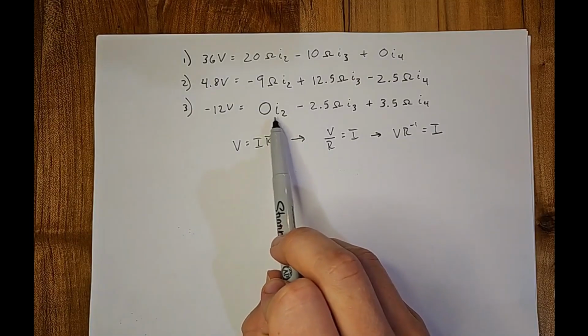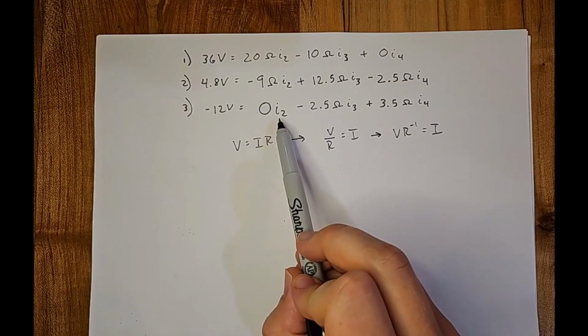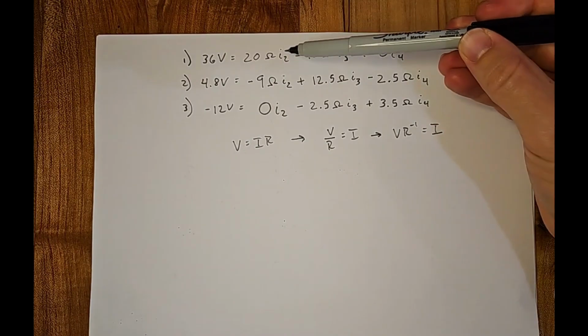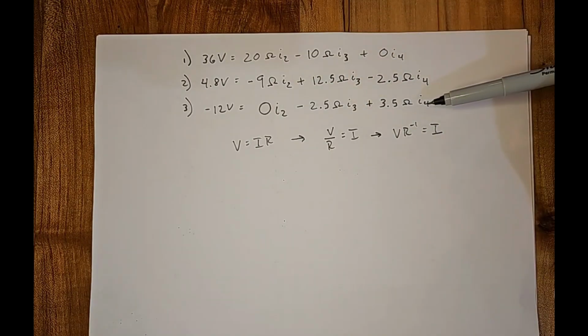And here I have 0 I2 for equation 3 because there is no I2. And up here we have 0 I4 in equation 1 because there is no I4. So this just keeps the I2s lined up, the I3s lined up, and the I4s lined up. And here we have the voltages together. So just keep it nice and organized, and you'll knock it out.